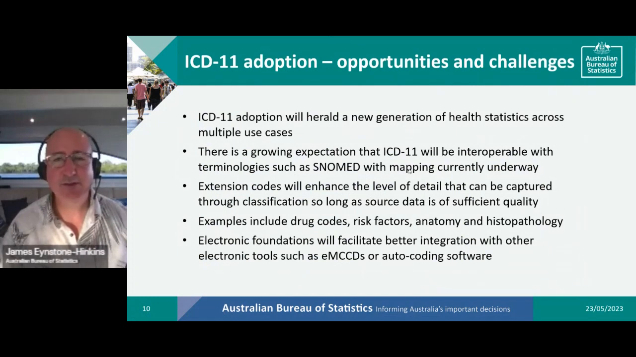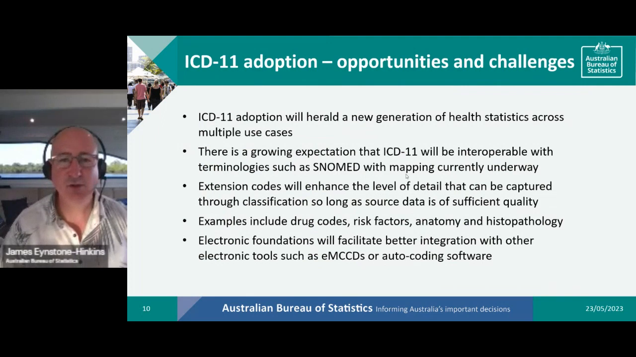I know the World Health Assembly meeting is on around now, and there is a very large push at the moment to ensure that there's interoperability, is the right word, between terminologies such as SNOMED and the ICD, so that we can start looking at medical terms and translating them very easily into ICD codes. And with the additional detail that we can add, there are definitely some examples in Australia where that would be very helpful. And a few of those, the drug codes.